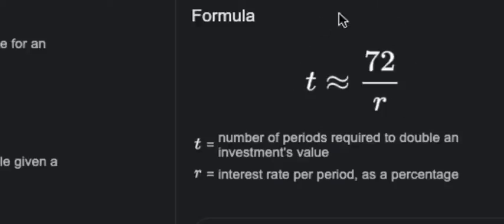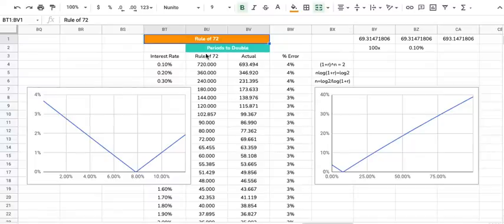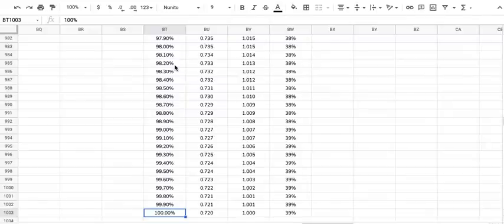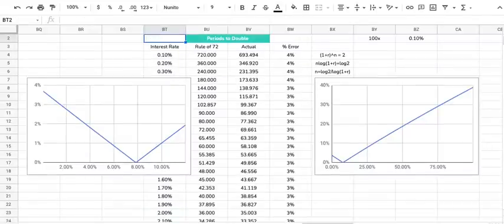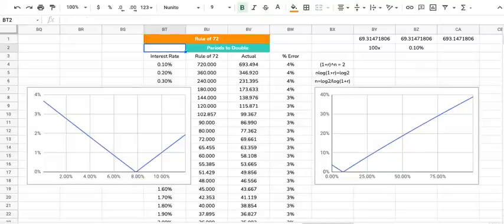So let's test this rule of 72 using Google spreadsheets. What I've done is I have given the interest rate from 0.1% till 100%, and I have tried to understand what could be the doubling period if I go by the rule of 72, and what could be the doubling period if I calculate the actuals. Now, how do you calculate the actuals?